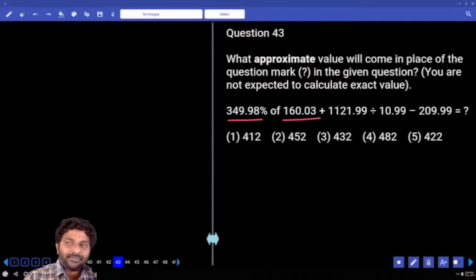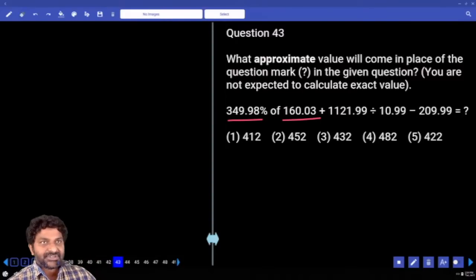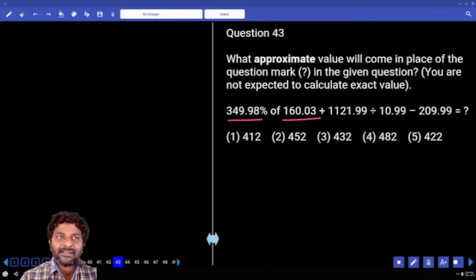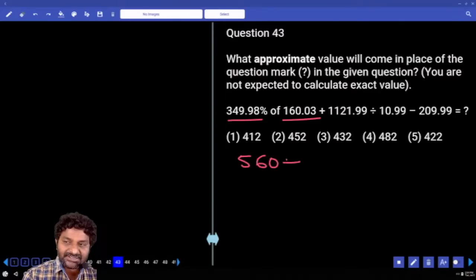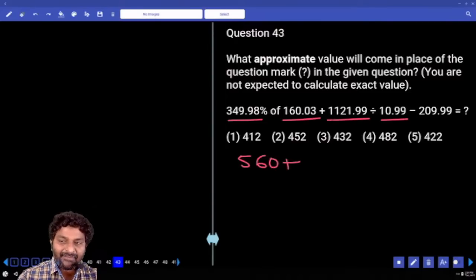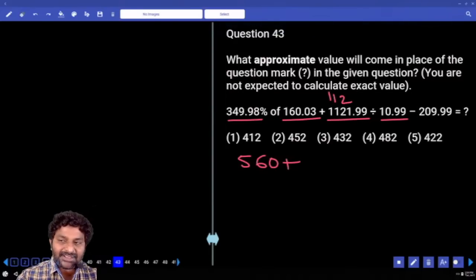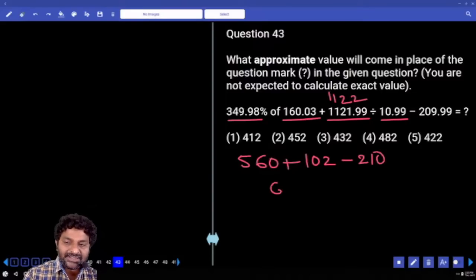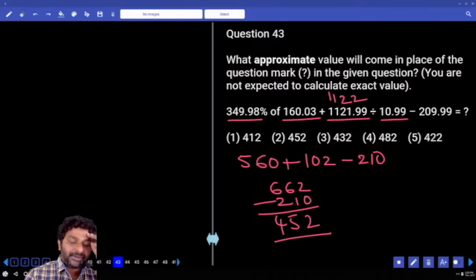350 percentage of 160, 350%, 300% plus 50, 3 times 50%, 480, 80, 560 plus divided by 11, right? Shall we write this number as 1122 divided by 11, which is 102, minus 210. Positive number is 662. From this, if you subtract 210, 452. Done.